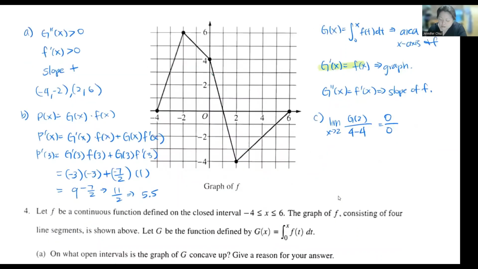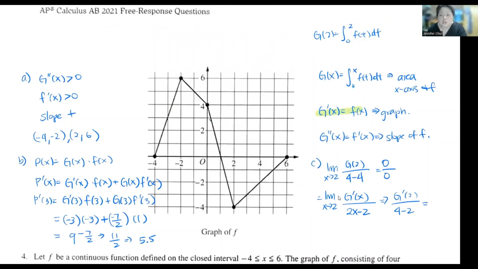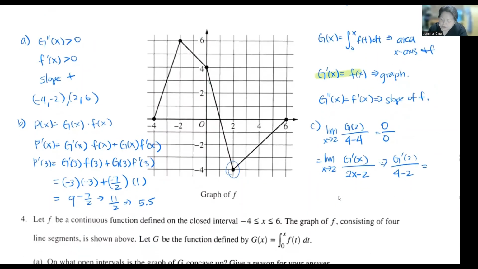So L'Hopital says you need to take the derivative of the top and the derivative of the bottom. So that means limit as x approaches 2. Now you have g prime of x on top. The bottom becomes 2x minus 2. Okay, so then what is g prime of 2 over 4 minus 2? Well, g prime of 2 means I'm looking at the graph of the function, and what is the value at 2 of that function? Well, the value at 2 is negative 4. So I get negative 4 over 2. My limit is going to be negative 2 for this problem.